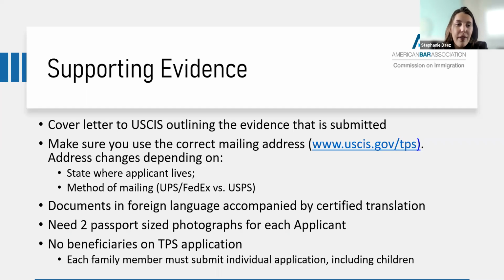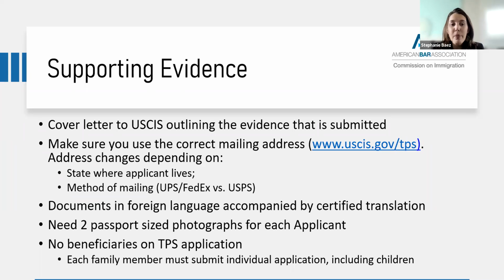Now moving on to supporting evidence. These are the documents that need to be attached with your application. So all of the list of forms that I went through that need to be part of the TPS application should have this evidence behind them. We recommend having a cover letter on the front that outlines for USCIS what evidence is being submitted. And one quick practice pointer on that cover letter, make sure you're sending your letter and your application packet to the right address. The USCIS website linked here has a list of different TPS countries and the addresses where their applications should be mailed.